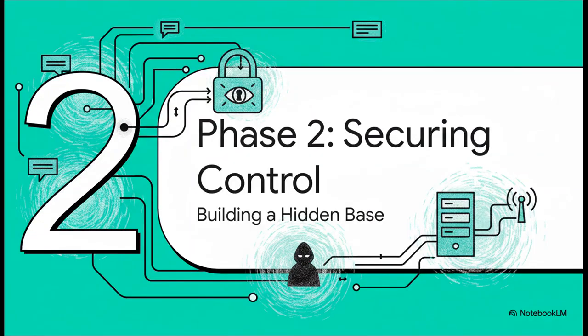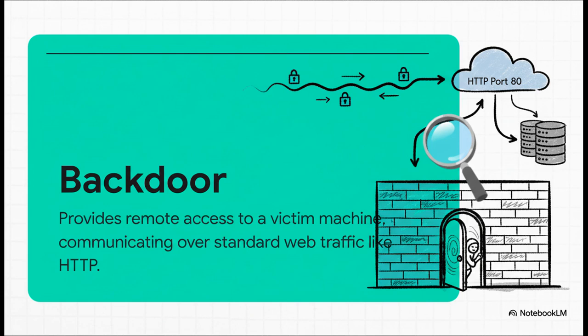Okay, so the malware is in, but the mission isn't over. Oh no, it's just getting started. The attacker's next big priority is to make sure they can stay in and control that machine from anywhere in the world. They need to turn that tiny foothold into a secure, hidden base of operations. And they do this by installing a backdoor. It is exactly what it sounds like, a secret entrance that completely bypasses all the normal security, letting them come and go whenever they want.